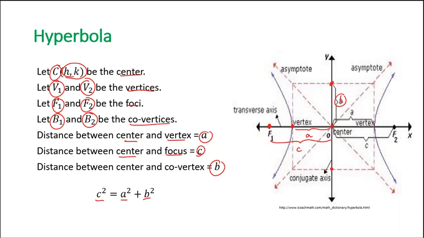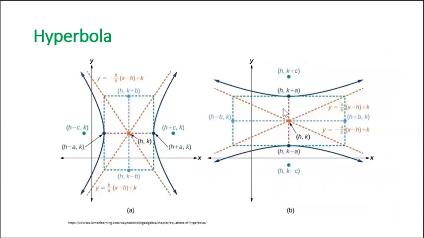Now, in the next slide, we show the two types of hyperbola. The first graph here at the left side is called the left-right hyperbola, because the graph is a combination of parabola-like graphs that open to the left and to the right. And the other one here at the right side is an up-down hyperbola.